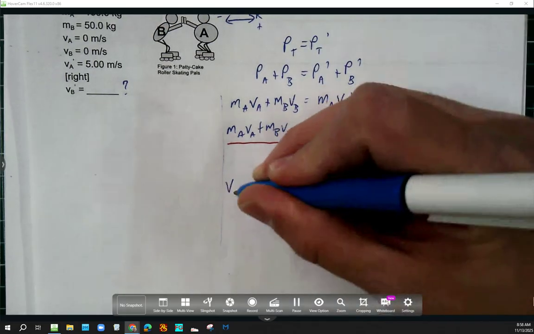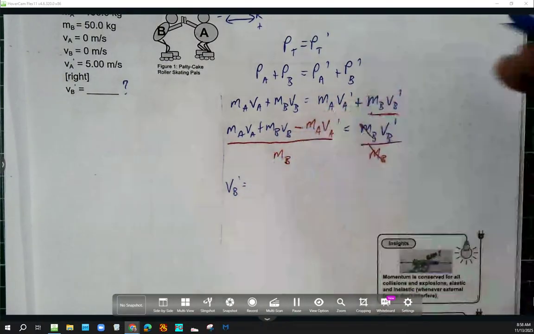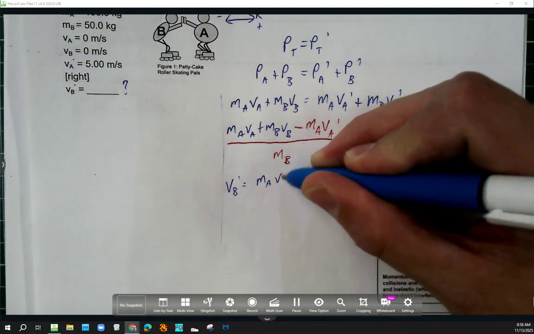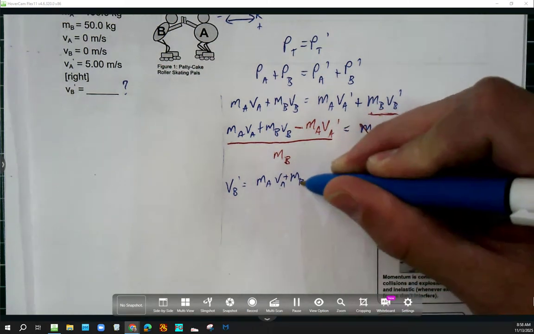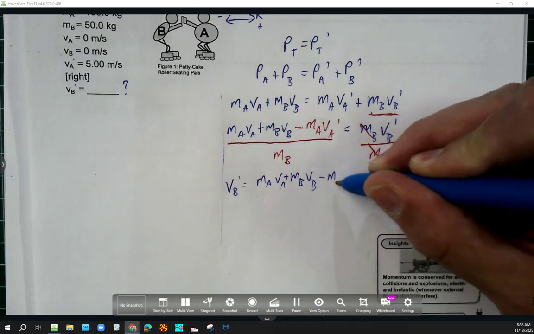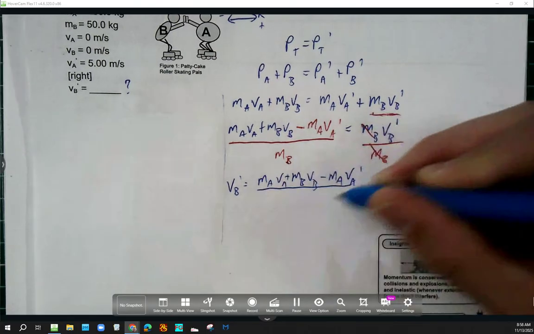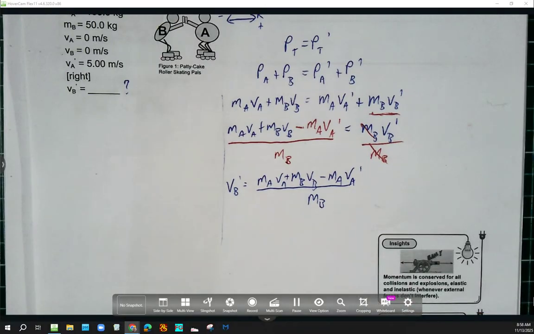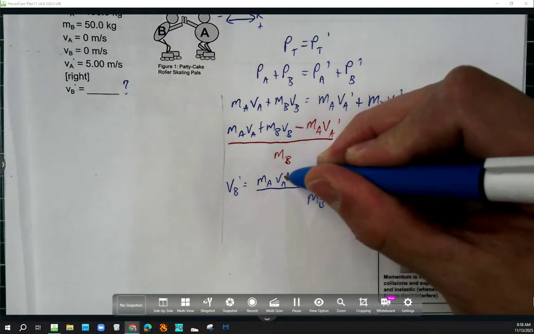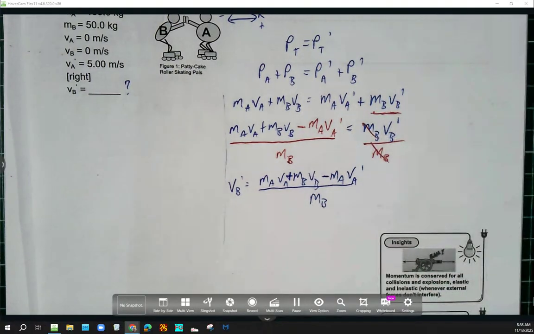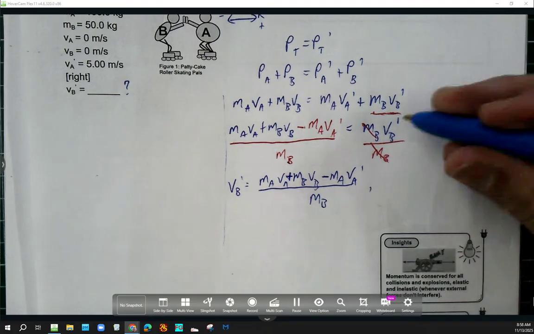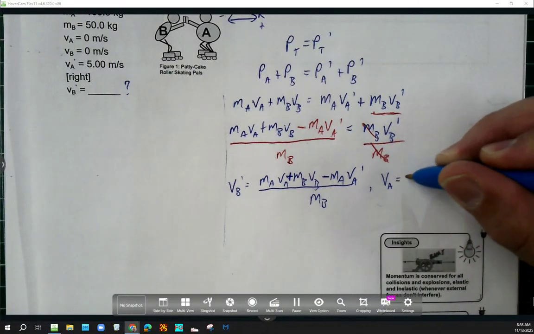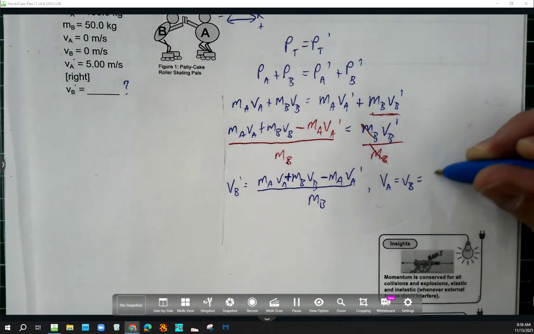And we could write out the answer and say that we've got MA, VA, plus MB, VB minus MA, VA primed all over MB. I want to point out that we can't just cancel out the masses because they're not the same mass, right? Mass A and mass B, so I can't eliminate that mass in the denominator. What I can do at this stage, so I'm going to leave this here as a nice generalized equation for this kind of a one-dimensional explosion. But we could also recognize that VA equals VB, in this special case, equals 0 meters per second.